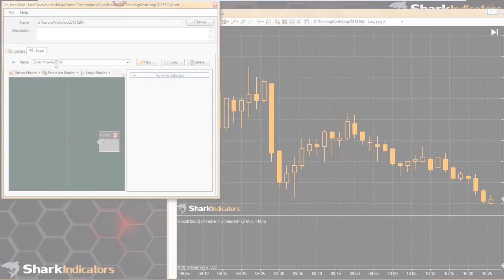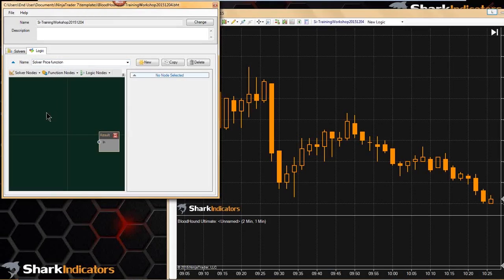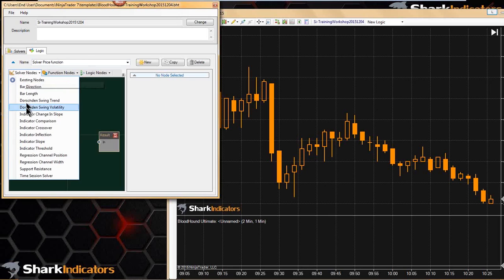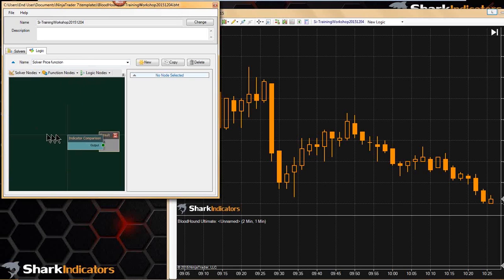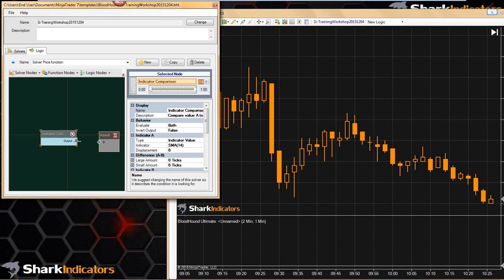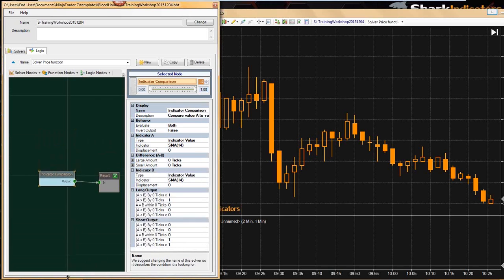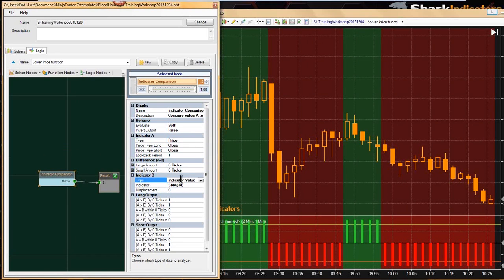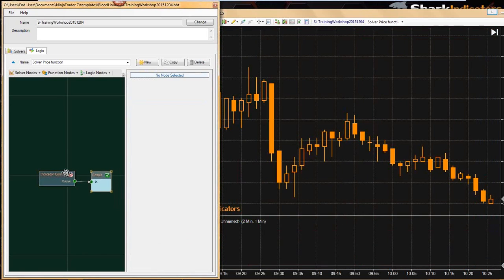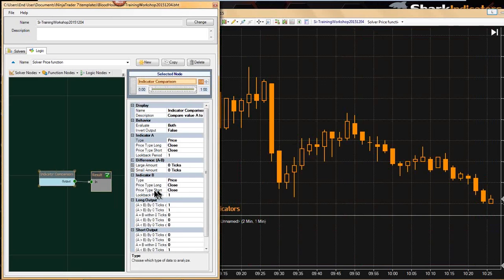All right, so we're going to go over the solver price functions. I think a comparison solver illustrates this best. What we're talking about is the price, all these price options here. So how do you use these price options?